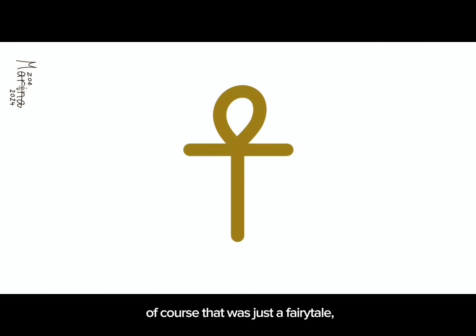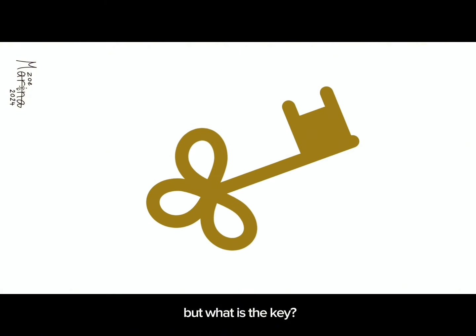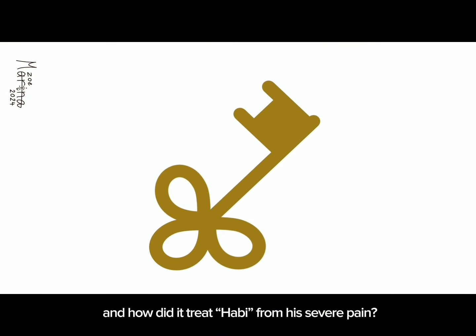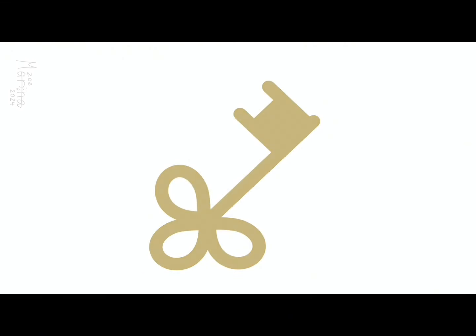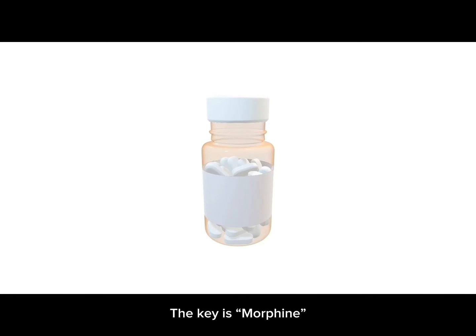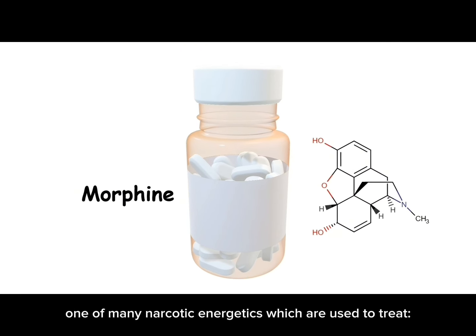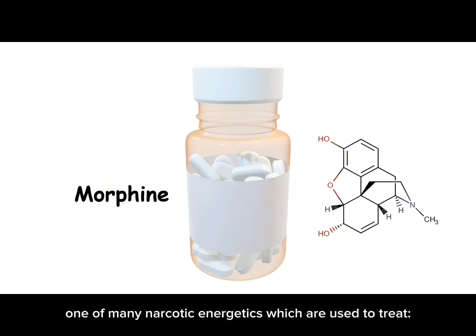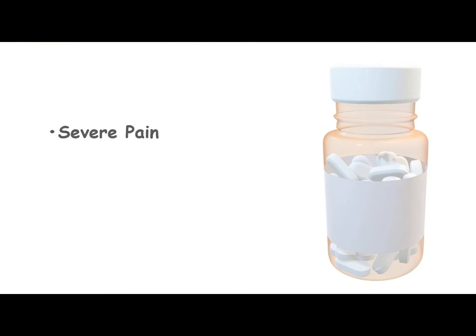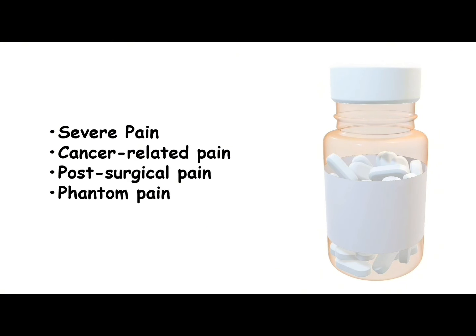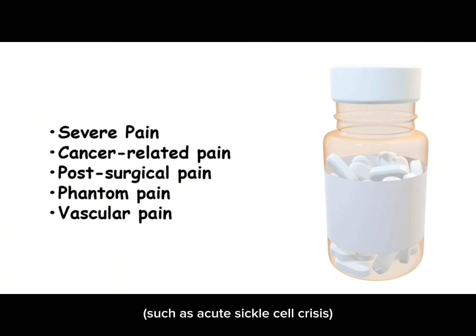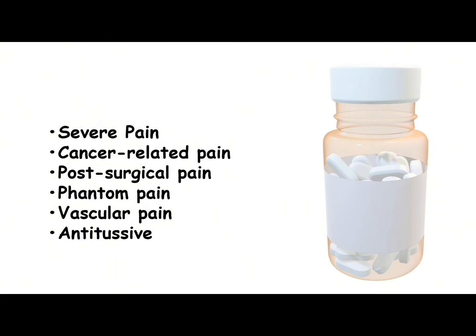Of course, that was just a fairy tale, but what is the key, and how did it treat Happy from his severe pain? The key is morphine, one of many narcotic analgesics which are used to treat severe pain, cancer-related pain, post-surgical pain, phantom pain, vascular pain, such as acute sickle cell crisis, and also used as an antitussive.